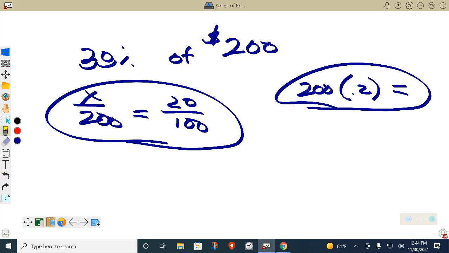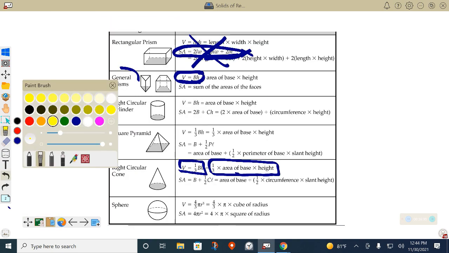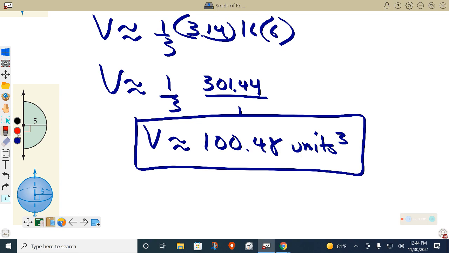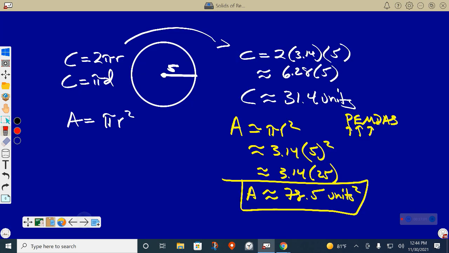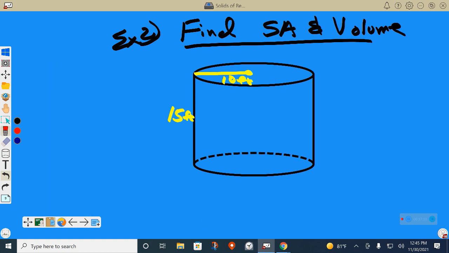Let me get my formula here. Capital B does not mean base. It means the area of the base. Look at this: 2 times the area of the base plus the circumference times the height. What a funky formula. It's weird. I'm going to explain why it makes sense. So surface area is 2B plus CH.